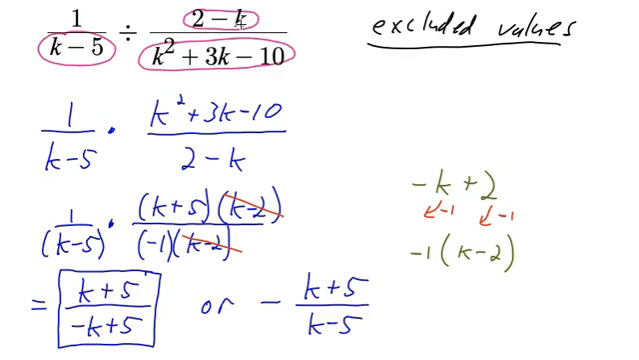So here a k value of 2 would make this numerator 0. 2 minus 2 equals 0, so k cannot equal 2. In this denominator here, that would be negative 5. That's a new one. So k cannot equal negative 5. And we already had this one, k equals 2. Okay, looking at our answer, neither of these excluded values are apparent in either one of our answers. So let's make a note of that.